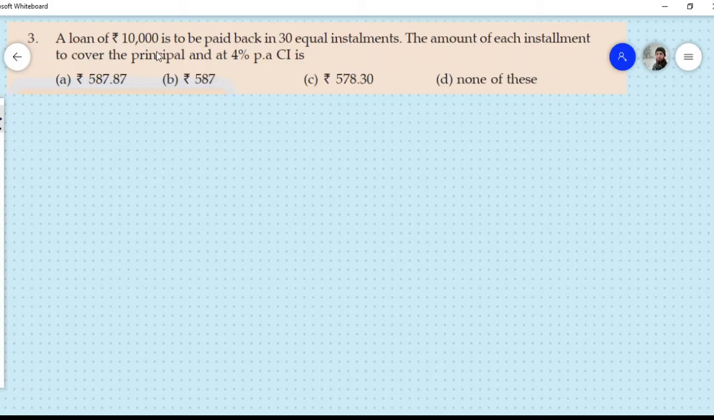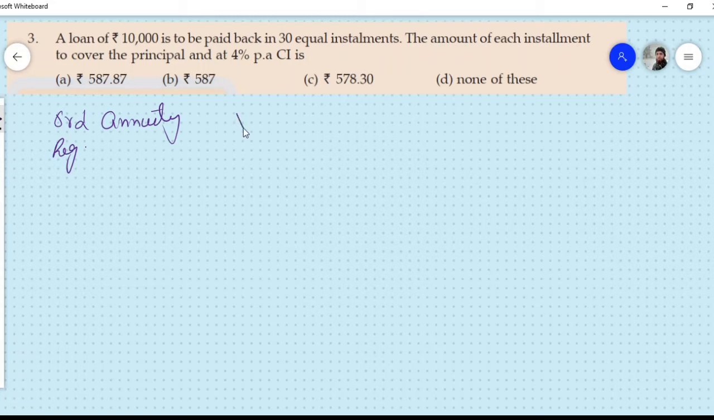Number 3. A loan of rupees 10,000 is to be paid back in 30 equal installments. The amount of each installment to cover the principal and at 4% per annum compound interest is. First of all, it says a loan of rupees 10,000 is to be paid back in 30 equal installments. So it is talking about ordinary annuity, or you can say regular annuity, ordinary or regular annuity.